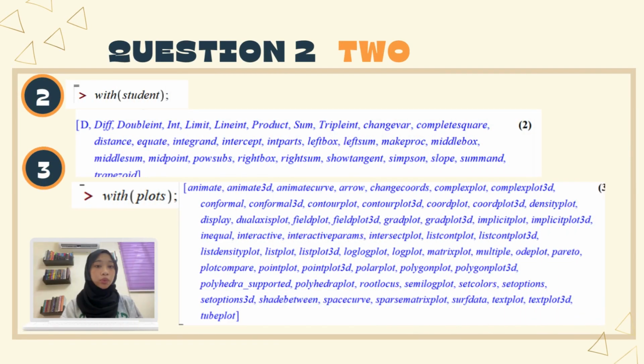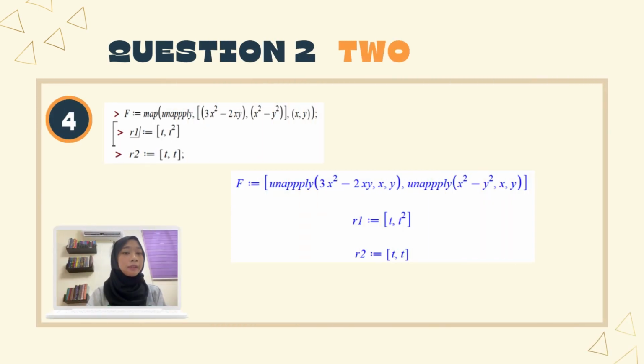For step number 2, the following command will be used, that is with(student) and then with(plots), and that is to plot the graph of the following equation. For step number 4, we will be defining the equation given, that is f equal to map unapply 3x squared minus 2xy, x squared minus y squared, x, y. R1 equal to t, t squared, and then R2 equal to t, t.